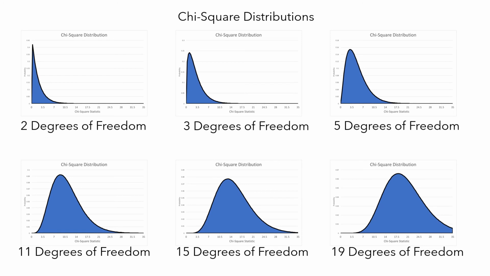Now, most statistical software will be able to generate these distributions for you. All you need to do is specify the degrees of freedom. And once you have done this, you would compare your observed chi-square statistic to whichever distribution you're using to compute your p-value.